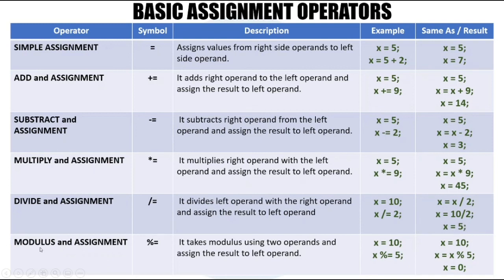Lastly, we have modulus and assignment. Ang symbol is percentage equal sign. It takes modulus using two operands and assign the result to the left operand. So yung x modulo assignment 5 is the same with x modulo 5 assigned to variable x.